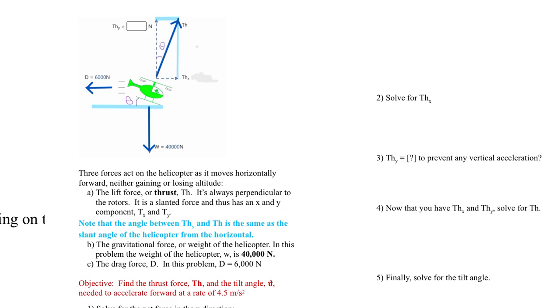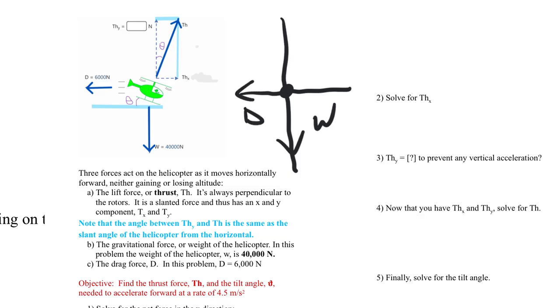Okay, so in helicopter problems, when it's accelerating forward, the helicopter has to be tilted at some angle. And when we draw our free body diagram, there's the helicopter. Well, we put the weight going down as we do normally. Drag's going that way, but the thrust will be an angled force.